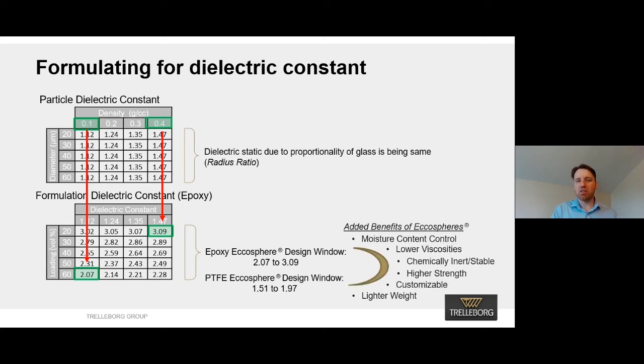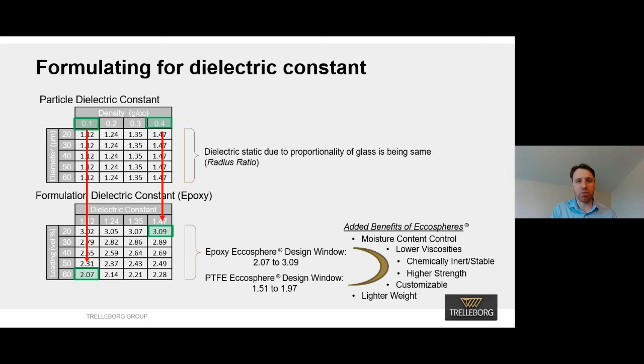The additional advantages of the Eccosphere property, again, this is mainly over commodity grade products, is that we can control moisture content, which has a big impact on the net dielectric constant. Our product has a lower viscosity for the same volumetric addition, which means you can put more of them in. And as you can see in the bottom left chart there, as you put more of them in, your dielectric constant will go down. They're chemically inert, so they won't have bad interactions with resin systems.